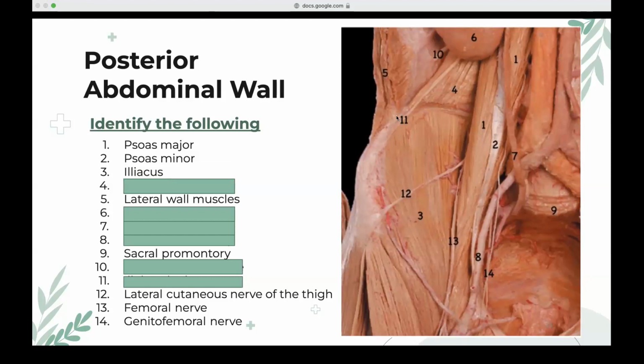Okay. Five. Five is lateral wall muscles. It's already revealed. But six. Where's, yeah, six. Exactly, your kidney. Seven. Yep. Let me just reveal them. Okay. Eight. Where's eight? Eight's right here. So follow the path. What is eight?